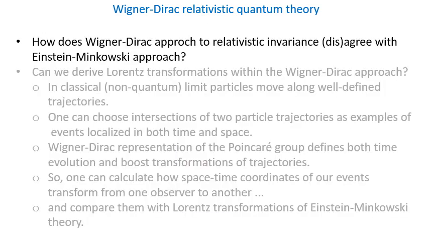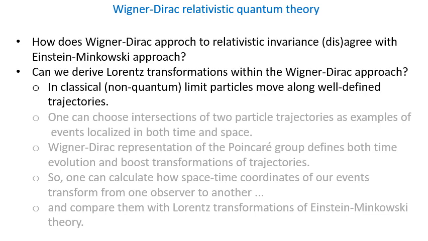Now, I have outlined two approaches to relativity. One is the Einstein-Minkowski spacetime approach, which most of you are familiar with. The other is the Wigner-Dirac idea about unitary representations of the Poincaré group. What is the connection between these two theories? Are they two sides of the same coin? Or perhaps there is some disagreement? To answer these questions, we can try to derive Lorentz transformations of special relativity within the Wigner-Dirac theory.